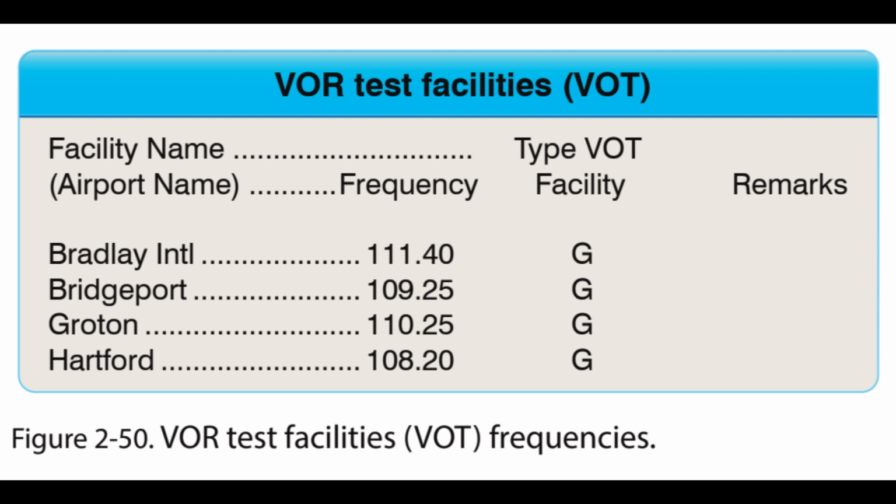Listed below are the steps used for a VOT. 1. Tune the VOR receiver to the VOT frequency. VOT frequencies can be found in Chapter 2, Figure 2.50. These frequencies are coded with a series of Morse code dots or a continuous 1020 cycle tone.